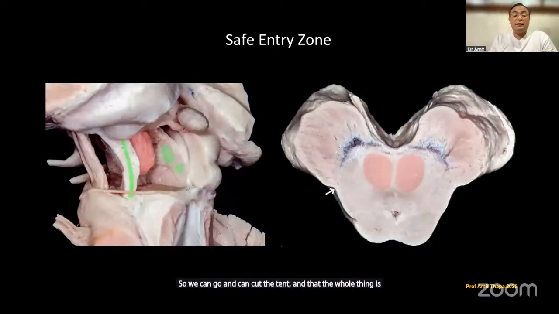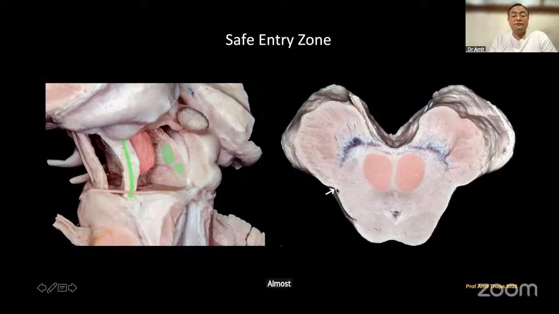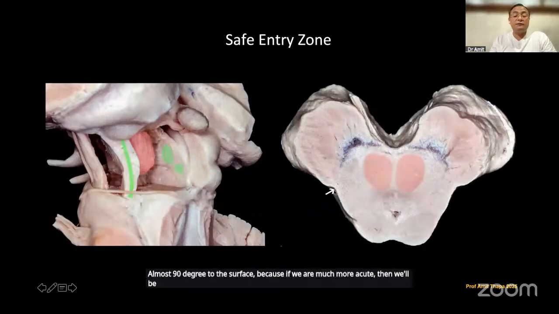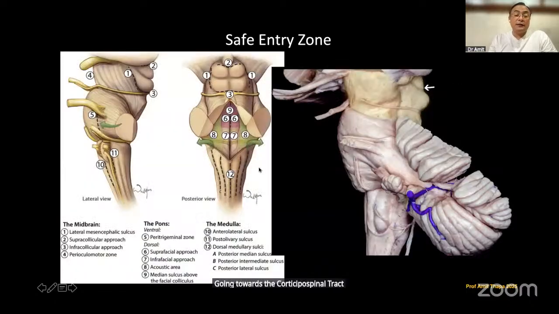Then we have to be cognizant of the fact that the angle of entry through the lateral mesencephalic approach should be almost 90 degrees to the surface, because if we are much more acute, then we'll be hitting the red nucleus, and if we are much more obtuse, then we'll be going towards the corticospinal tract or the substantia nigra. Then the other safe entry zone is the supra and infra collicular areas.